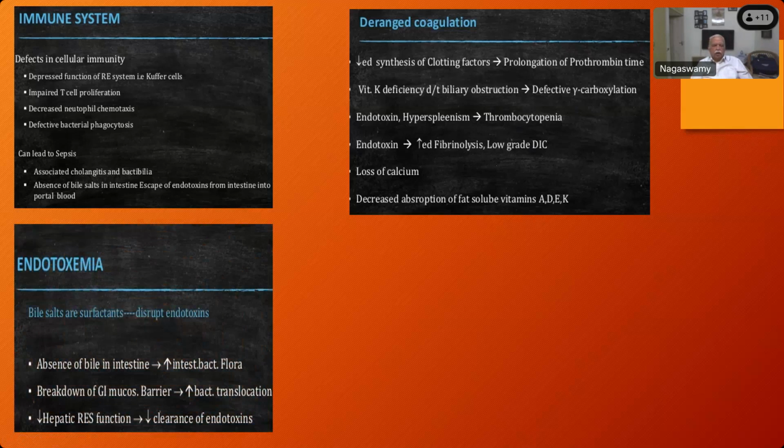And endotoxemia, which can be there because of bile salts not going into the intestines properly. So absence of bile in the intestine, increase in intestinal bacterial flora, breakdown of the gut mucosal barrier, and translocation of the bacteria will happen. And this will reduce hepatic function and the clearance of endotoxins. So that may lead to endotoxemia.